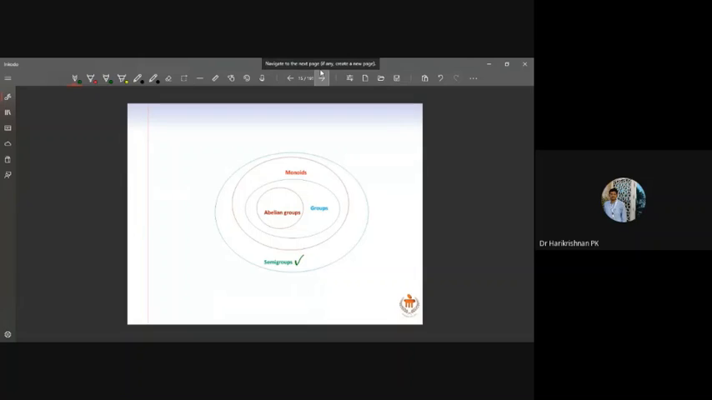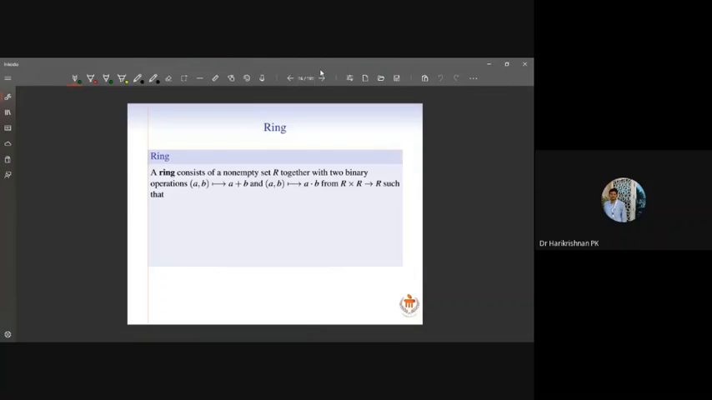So now I will come to a different structure, that is nothing but ring. In groups, you have seen that we need only what? An algebraic system means take a non-empty set together with one binary operation. Whereas here in rings, what we have? In rings, you have to take a non-empty set, generally we call it R, and I'm taking two operations there.